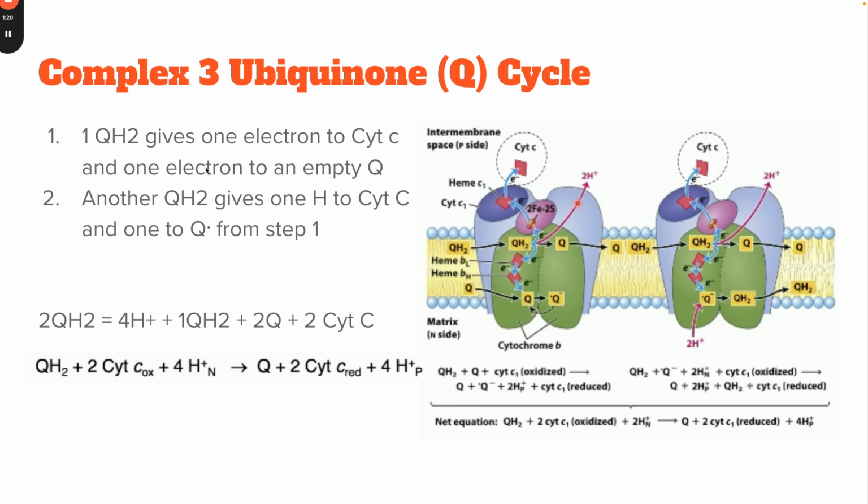Then we have another QH2 molecule come in. It's going to give one of the electrons to cytochrome C, and another one to that radical Q, and that's going to reform QH2. So through this 2-step process, we're going to have our cytochrome C's fully loaded, and we're going to remake our QH2 so that this transfer can keep happening again without generating a bunch of radicals in the process.